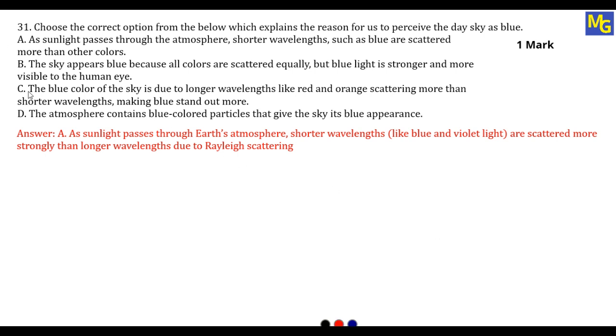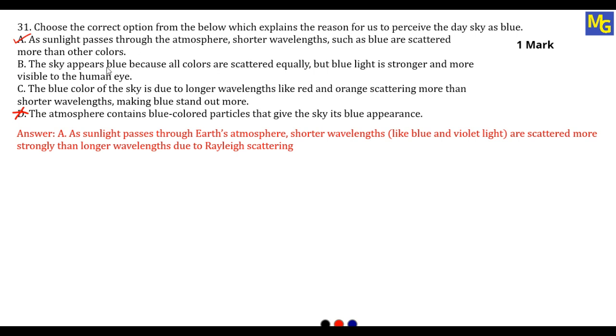Now, after reading all the options, you may have understood that D is completely wrong because there will be no blue color particles in the sky. Now we will start step by step. First, we will see A. As sunlight passes through the atmosphere, shorter wavelengths such as blue are scattered more than other colors.